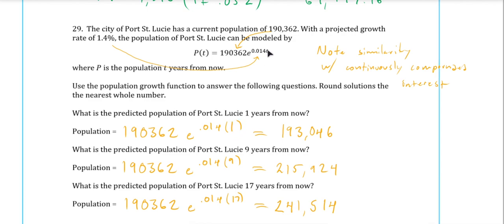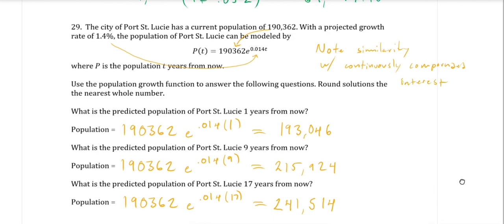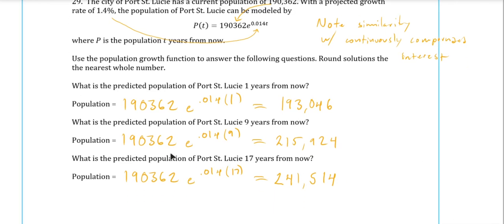Notice that if we replace the value of t with a 0, this would be either the 0 or 1, and we would just get the initial value back. Here, plugging in a 1, we get 193,000, and so on and so forth to get the values of population later in a certain number of years.